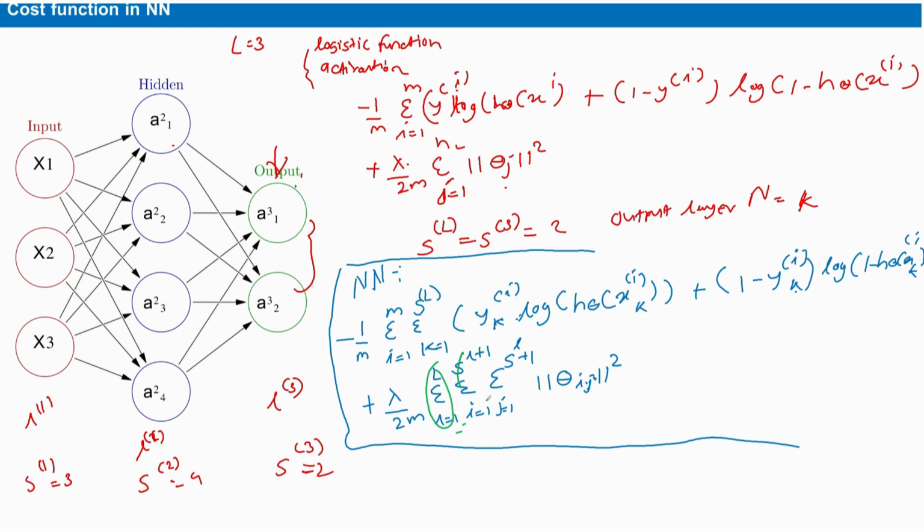So this is all about the cost function in the neural network. I hope you understand. Now we will go to backward propagation.